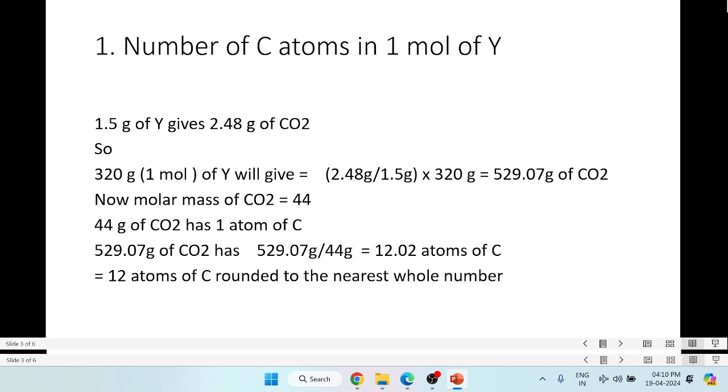Now we know that the molar mass of carbon dioxide is 44, which means each 44 grams of carbon dioxide contains 1 atom of carbon. So 529.07 grams of carbon dioxide has proportionately 12.02 atoms of carbon, which is 12 atoms rounded to the nearest whole number. So 1 mole of Y contains 12 atoms of carbon.